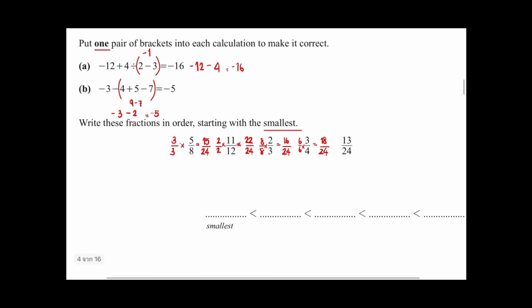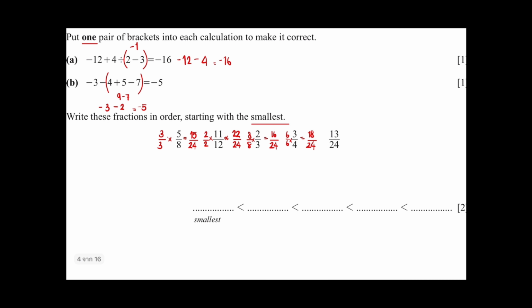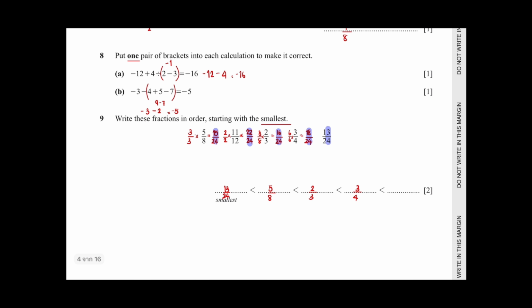So therefore the smallest will be, we have 15, 22, 16, 18, 13. So it will be 13 over 24, and then 15, which is 5 over 8, and then 16, which is 2 over 3, and then 18, which is 3 over 4, and the last one will be 11 over 12.